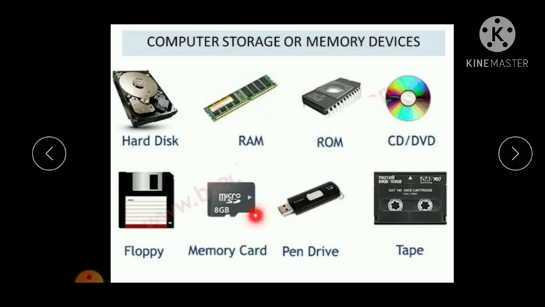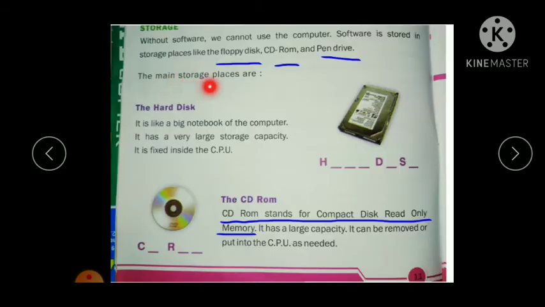There are some pictures of storage or memory devices given. This is the hard disk, then RAM, ROM, CD or DVD, then tape, pen drive, memory card, and floppy. These are some of the storage devices used in the computer. The main storage places are floppy disk, CD-ROM, and pen drive. Let us see one by one.